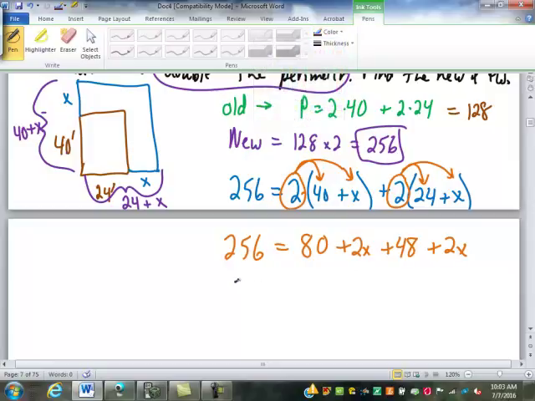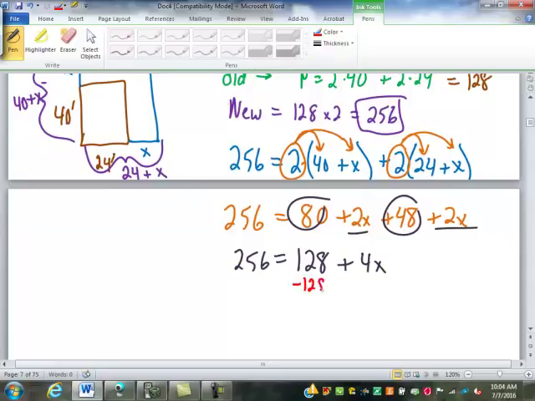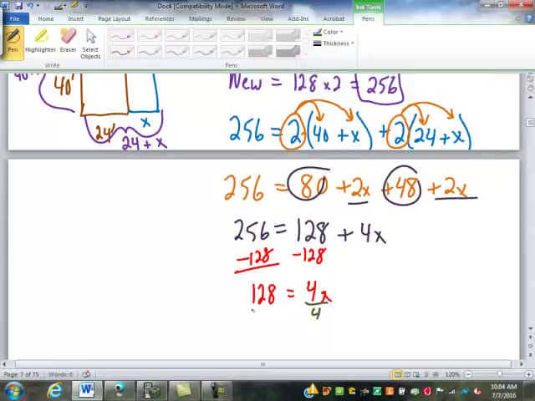Now what? We combine. Very good. So 256 equals, we can combine 80 and 48, make 128, plus 2x and 2x make 4x. Then what? We subtract 128. So 128 equals 4x. And then we divide by 4. 32 equals x. Is that my answer?